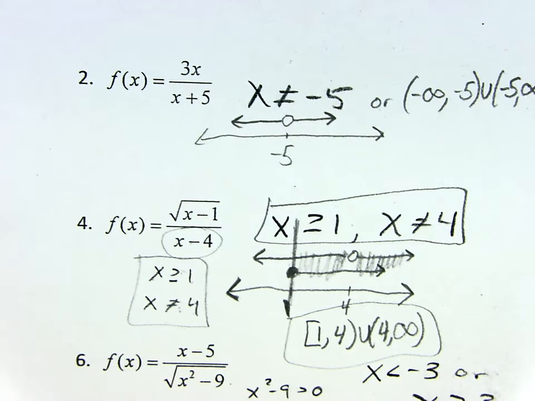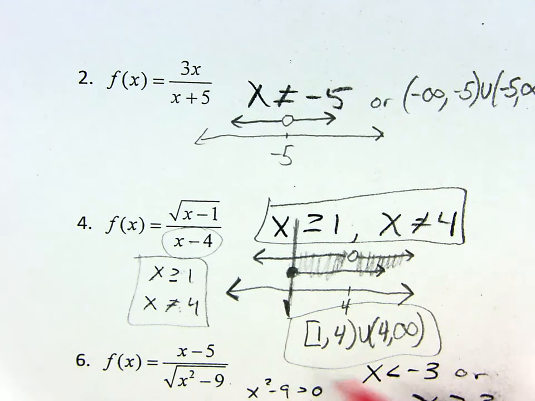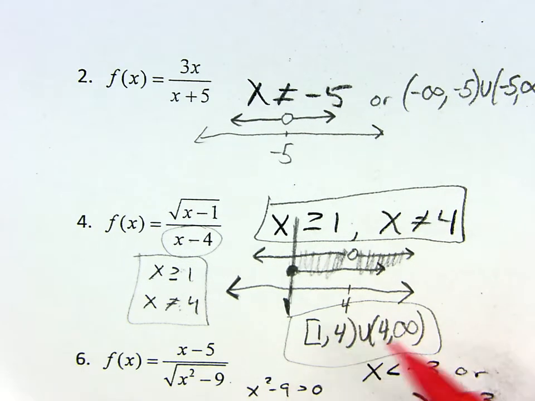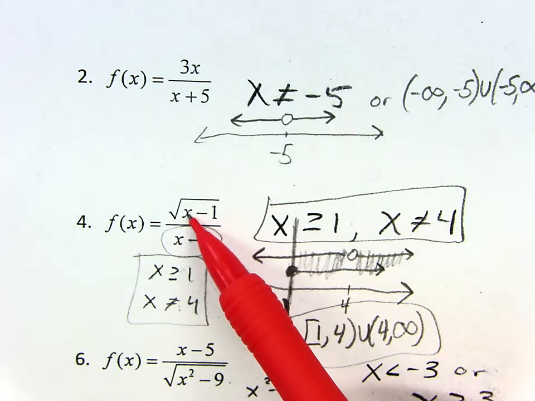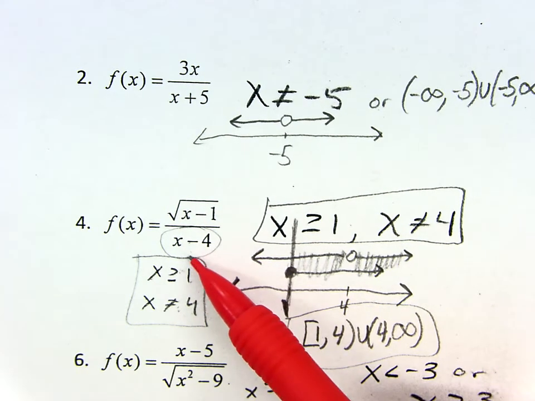And try the values, for Pete's sake. Plug in numbers that are in this range, and then plug in ones that aren't in this range, and see what happens. So if I pick a number from 1 to 4, say 3, 3 should work. Yeah, that's fine. I can have a negative in my denominator.